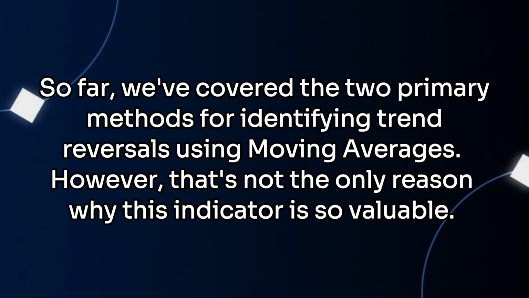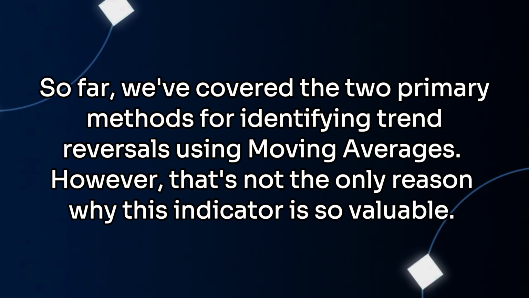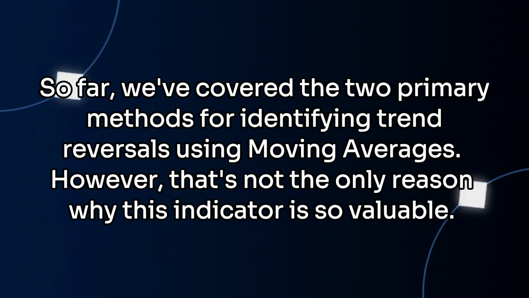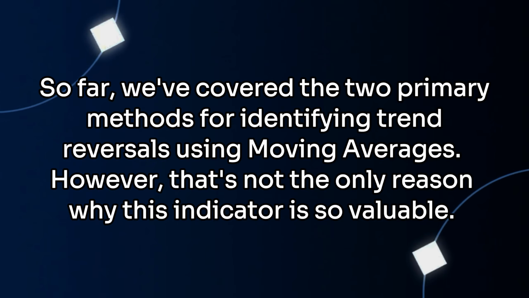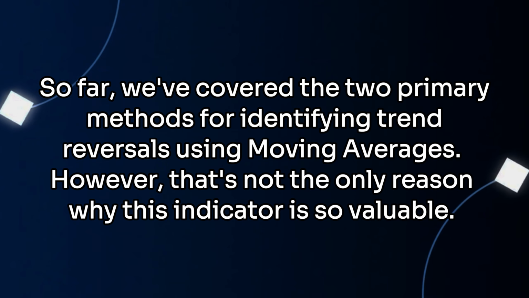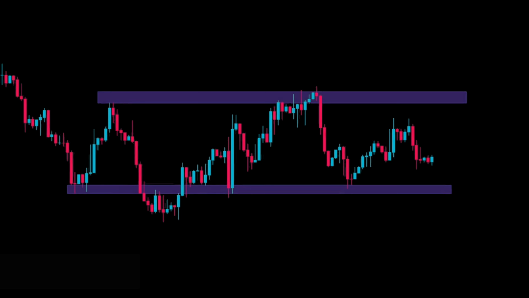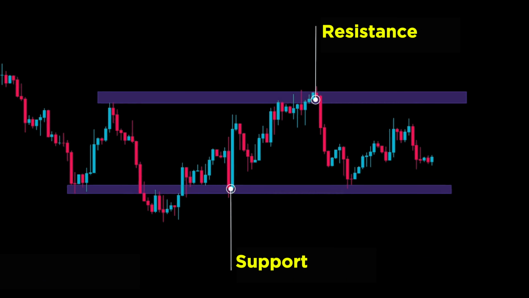So far, we've covered the two primary methods for identifying trend reversals using moving averages. However, that's not the only reason why this indicator is so valuable. Another one of its most important applications is identifying dynamic support and resistance levels. Unlike traditional horizontal support and resistance, these levels move together with the trend, giving traders a more adaptive way to identify potential areas where price may pause, bounce, or reverse. Let's take a closer look at how this works in practice.